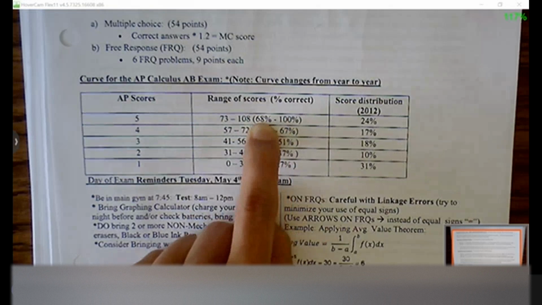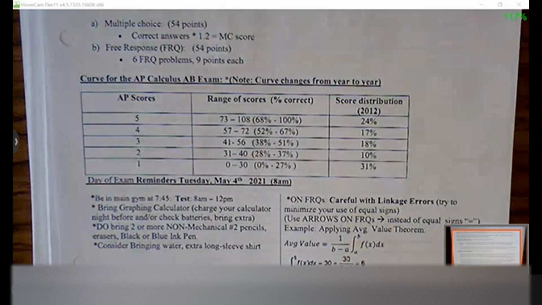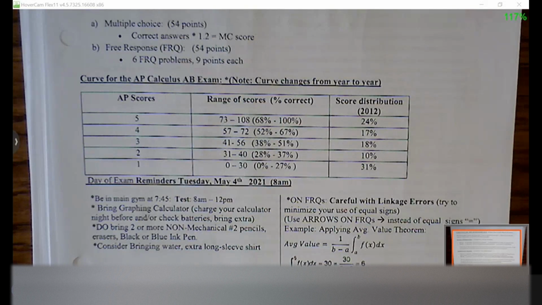And then 68 may be a little high. It may be closer to 63 to 64% to earn a 5. But that number fluctuates. I think they have a formula, but at least you have some general idea of what it takes to earn a 3, 4, or 5 on the AP exam.